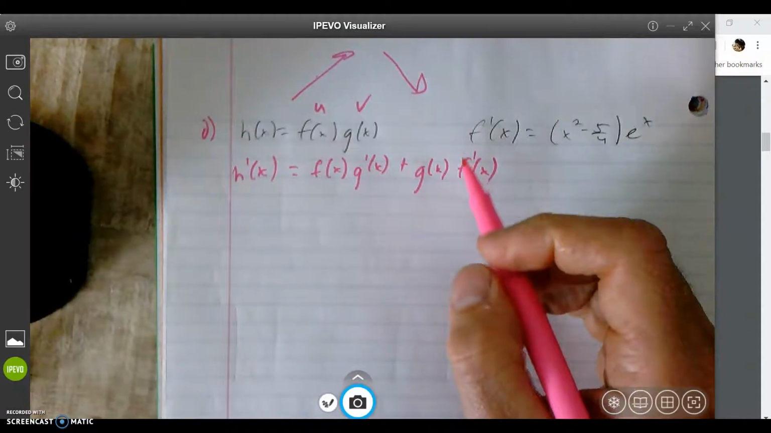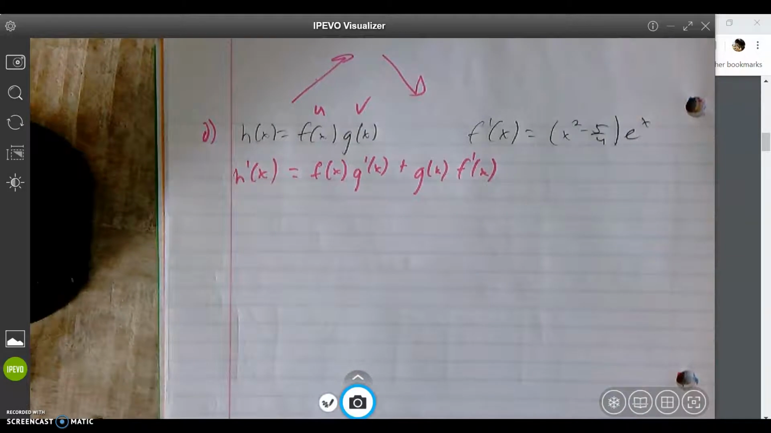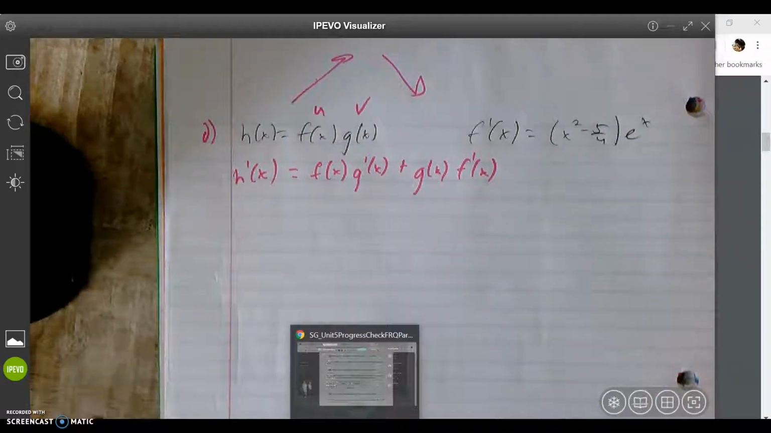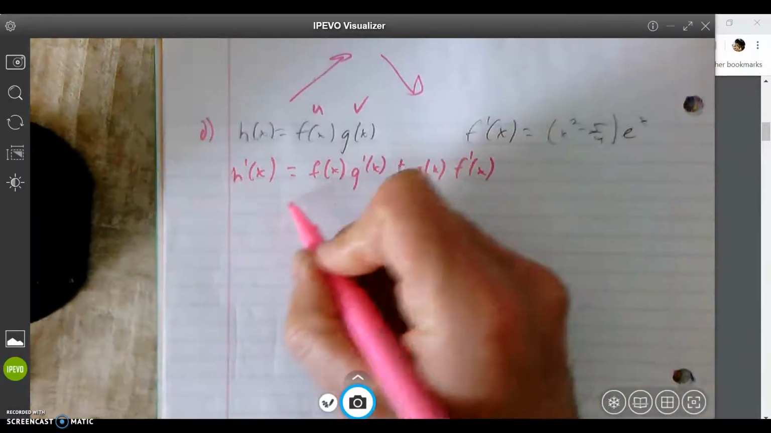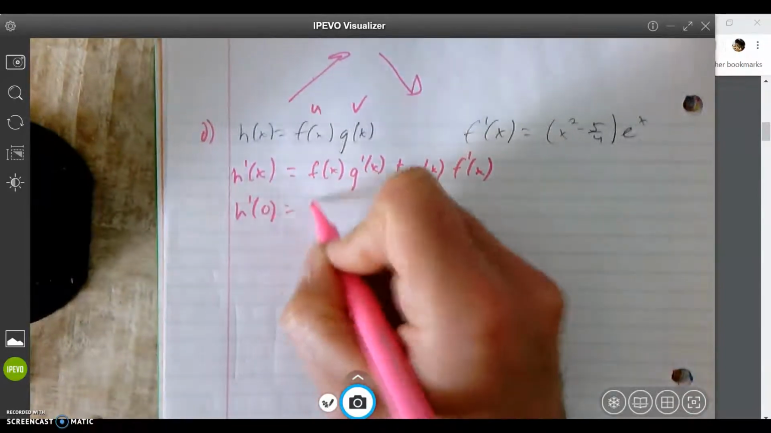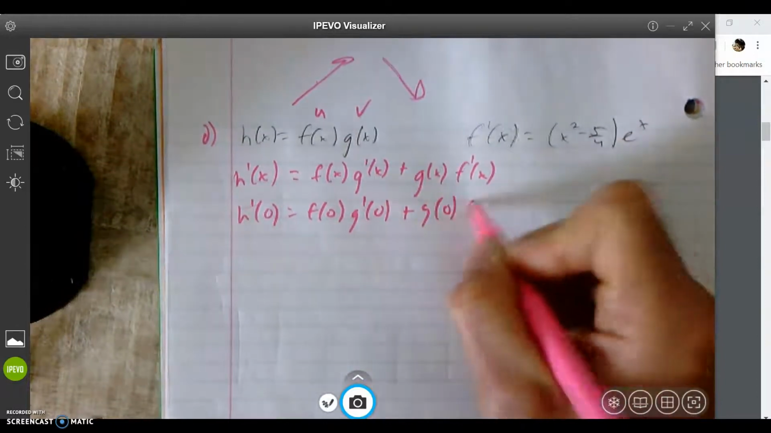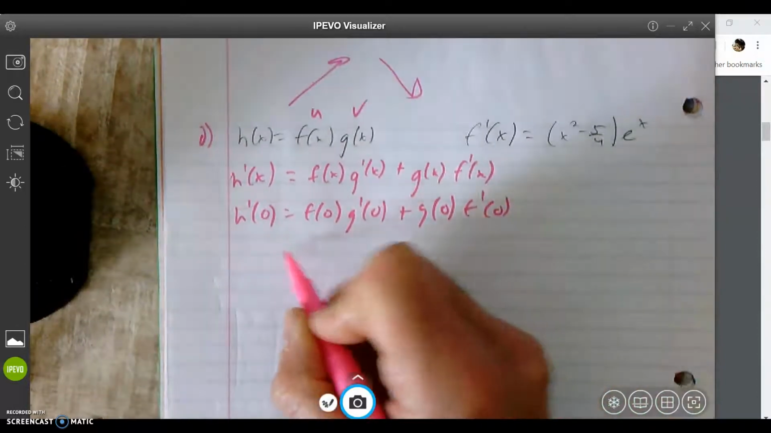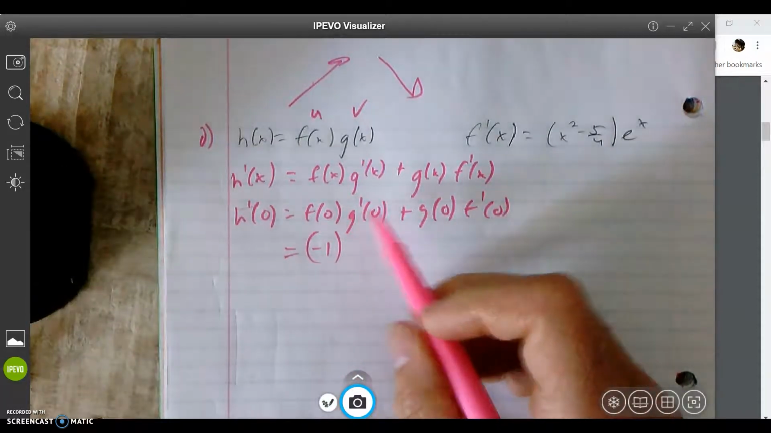So at 0, let's see what's going on. At 0, it actually gives you the value, that's why they give you this information to start. It says that f of 0 is -1. So let's plug in 0 first. Give the people what they want, show them all the work. So f of 0 is -1. Bam. G prime of 0.